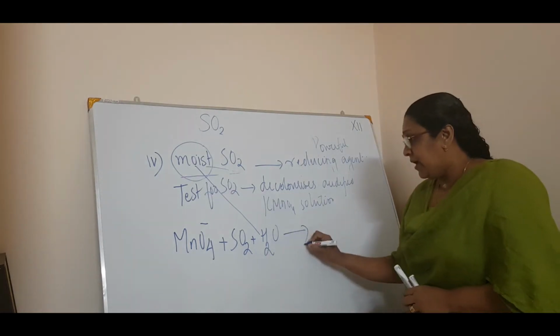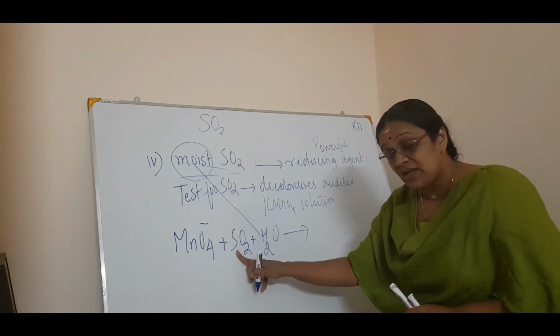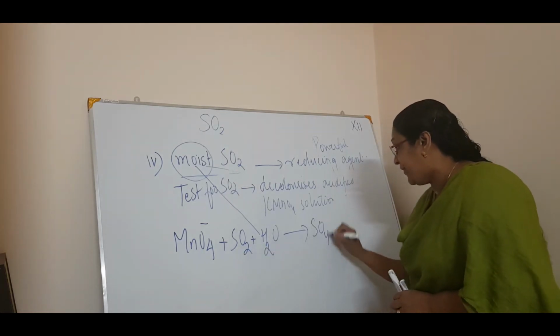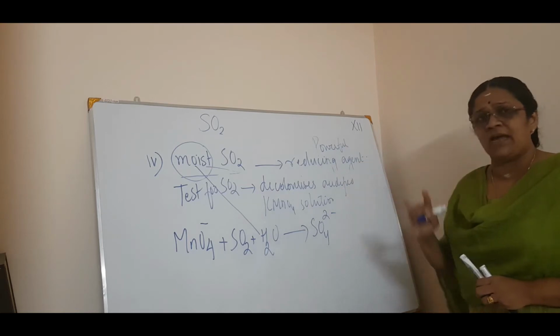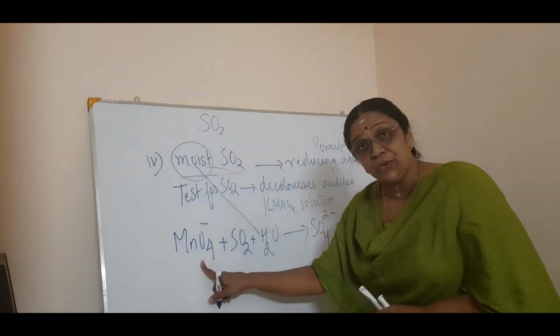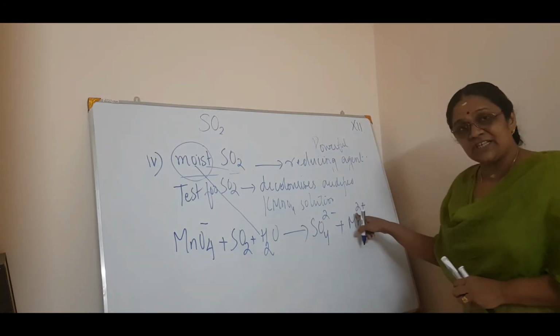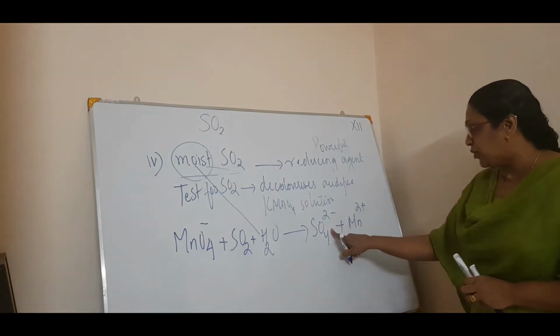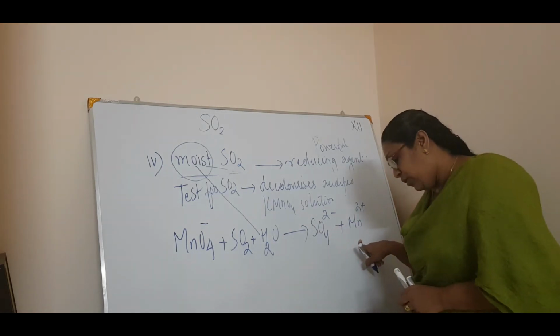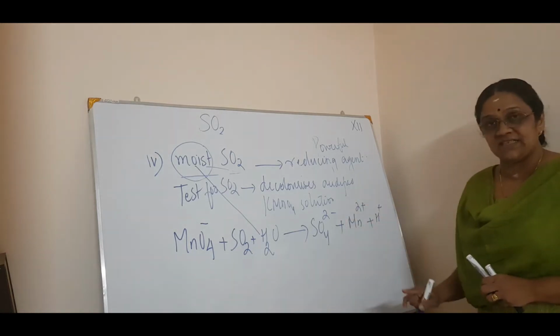Now, what will you get? Sulfur dioxide gets oxidized because it is a reducing agent. So, sulfur dioxide gives sulfate ion, correct, the same as the above one, plus the MnO4 gets reduced to Mn2 plus. See, reduction happens. That is SO4 2 minus plus Mn2 plus plus H plus. You just balance it, okay.